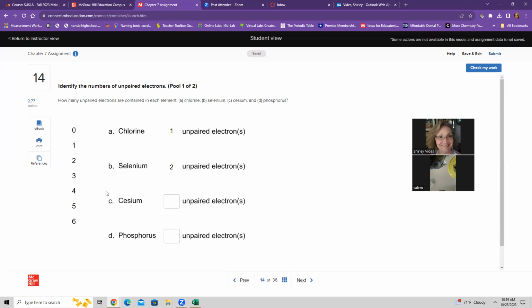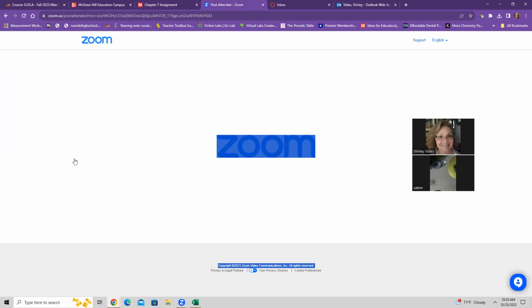Cesium? Oh, wait, no. Selenium would be 3. Oops, nope. I'm backwards. I said it's 4 right now, right? And remember, okay, so you have to visualize. Okay, you have to visualize this.